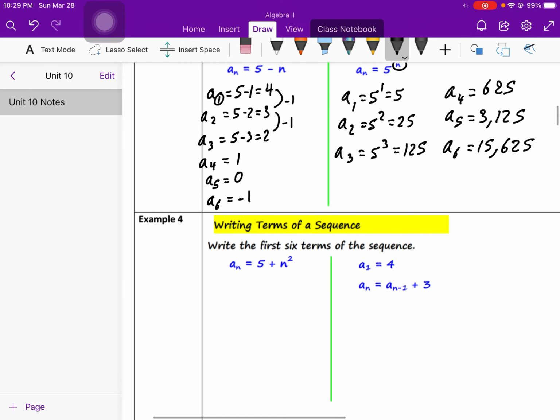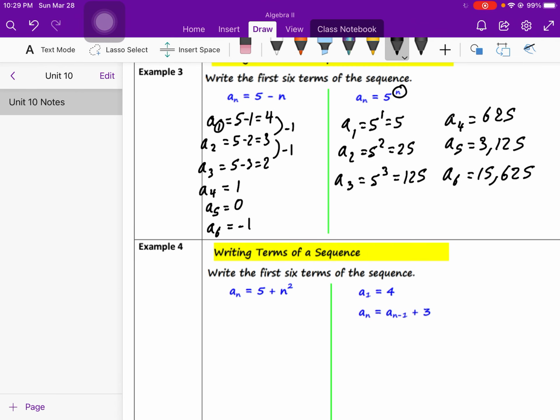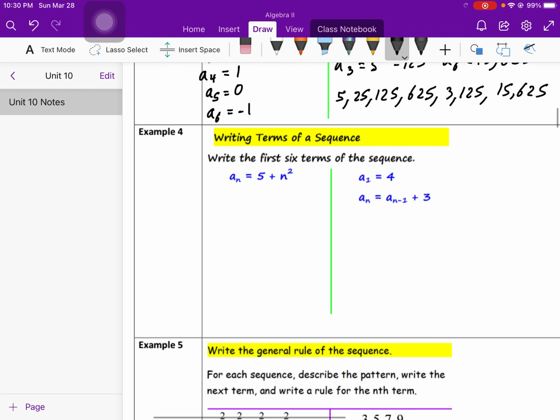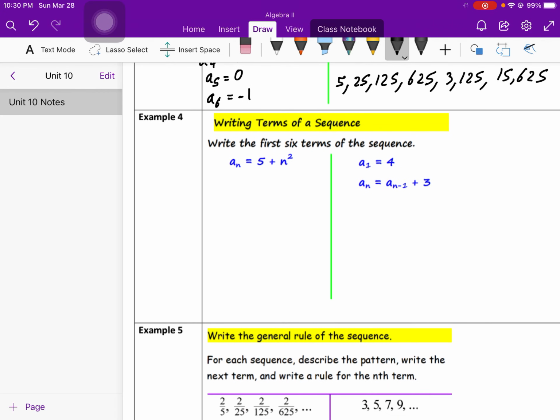And then we would have all the numbers in that sequence. So if you wanted to line it up, you would write it as 5, 25, 125, 625, 3,125, and 15,625. Okay, a couple more examples here just to familiarize with how the patterns can look.